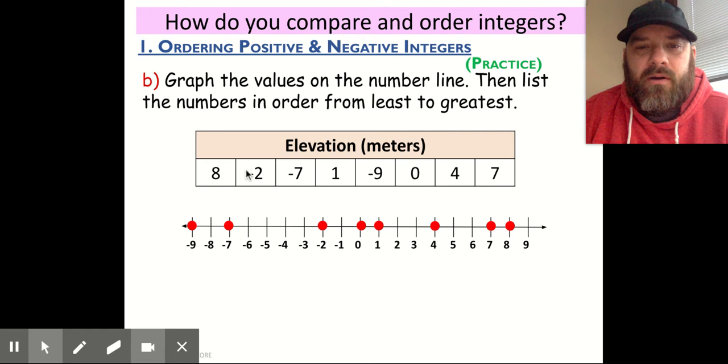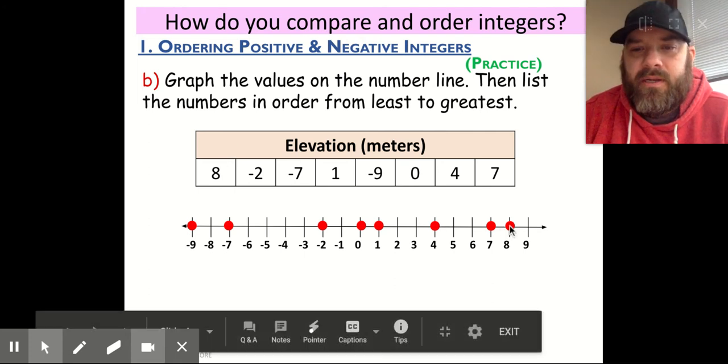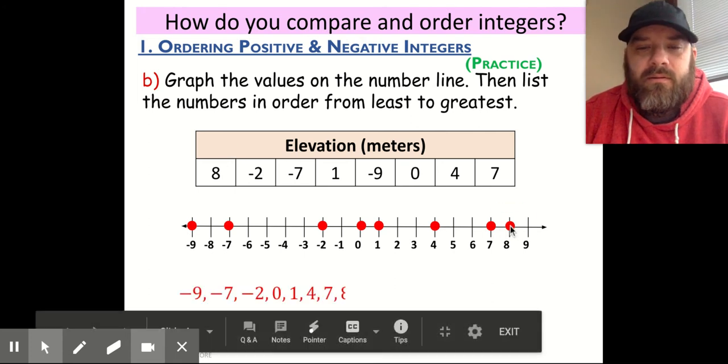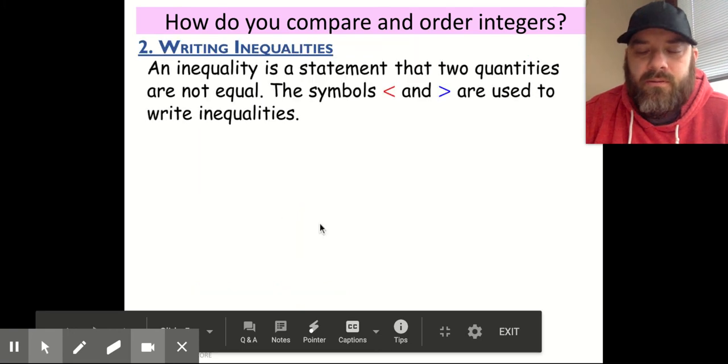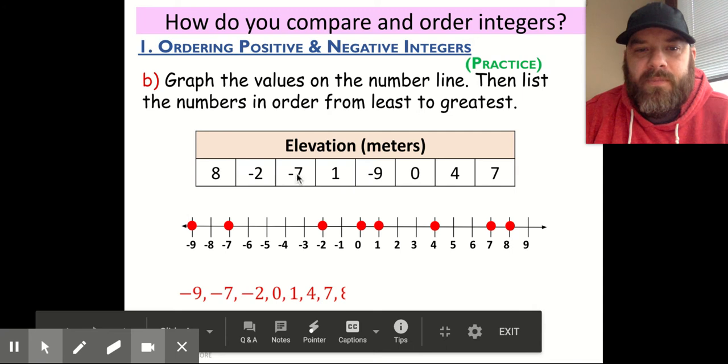So again, we have our 8, which is right here. We have our -2, which is right here. Oh, gotta go back. -7 right there. Our 1 is right there. -9 is right there. We have our 0, our 4, and we have our 7. So again, in order from least to greatest, -9, -7, -2, 0, 1, 4, 7, and that 8's kind of cut off there.